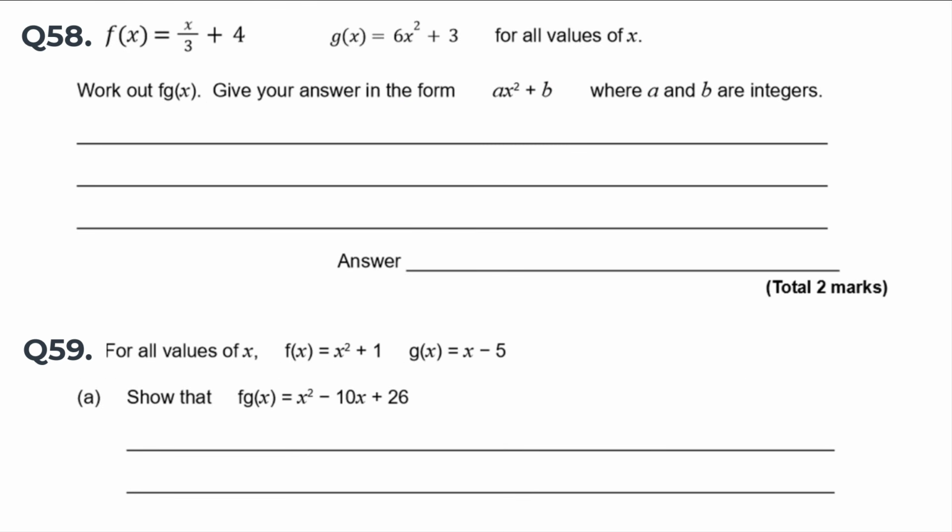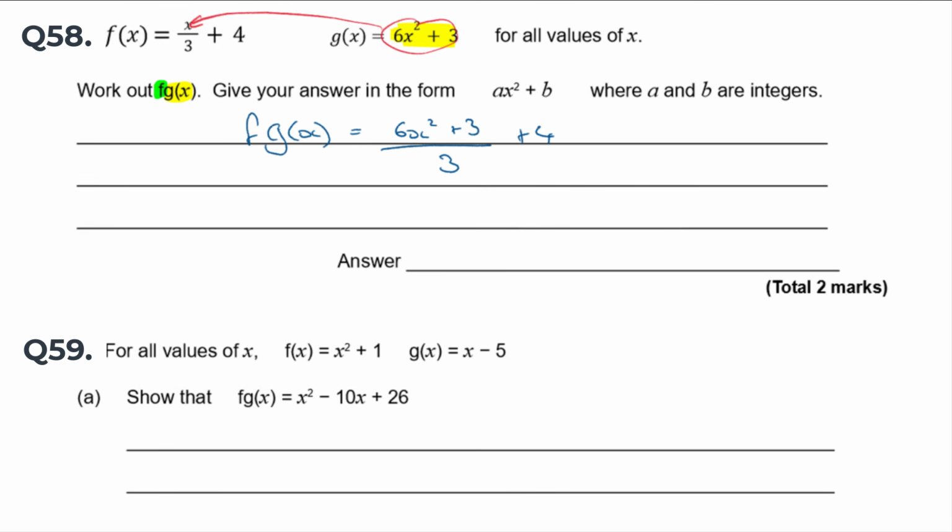53, f of x equals x over 3 plus 4, and g of x equals 6x squared plus 3 for all values of x. Work out f of g of x. So f of g of x is take function g of x and stick it inside f of x. So I'm going to take 6x squared plus 3, and I'm going to imagine it where the x is in the f of x function. Okay, so f of g of x is going to be x, which we're going to replace with 6x squared plus 3, over 3 plus 4.